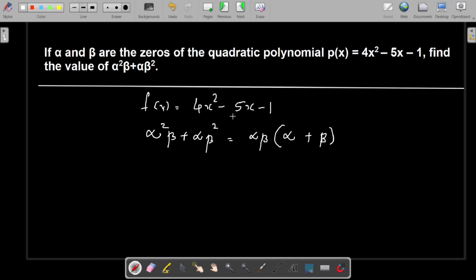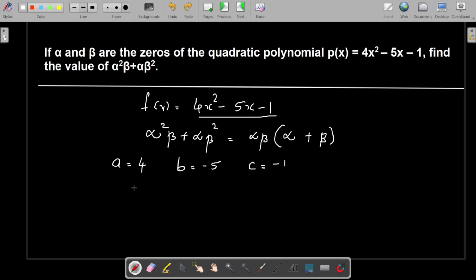Now, from this polynomial, we need to find what is alpha beta and what is alpha plus beta, right? After that, we'll substitute the value in this expression and we'll get the final answer. From this polynomial 4x square minus 5x minus 1, we can write A, that is the coefficient of x square, is 4, and B, the coefficient of x, is minus 5, and C, the constant term, is minus 1.